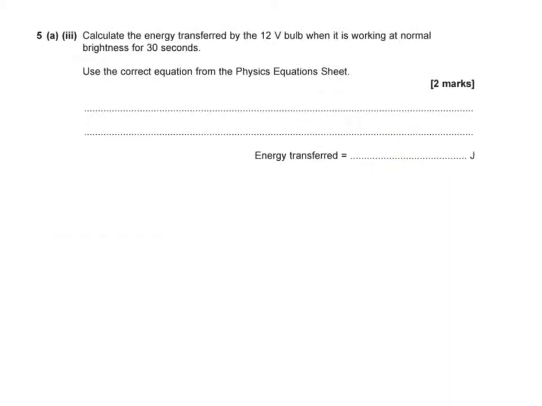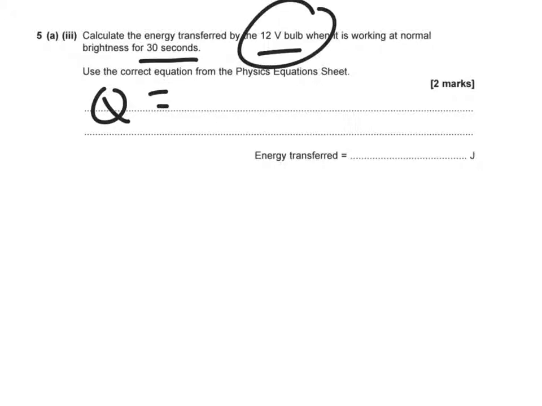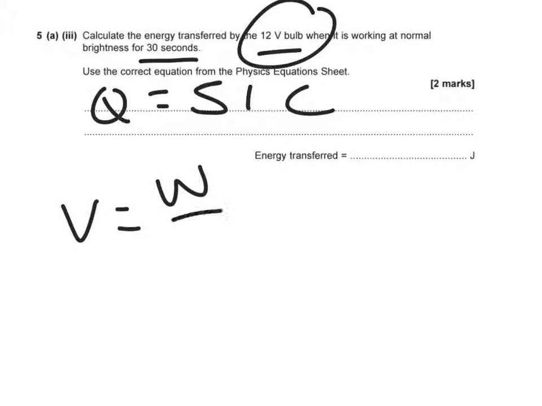In the next part of the question, it says calculate the energy transferred by the 12 volt bulb when it's working at normal brightness for 30 seconds. Use the correct equation from the physics equation sheet. So we're given that the voltage is 12 volts. From the previous question we've got that the charge was equal to 51 coulombs. We now want an equation that has energy transfer, voltage and charge, and we get that one to be voltage is work done, which is basically energy transfer, over charge.